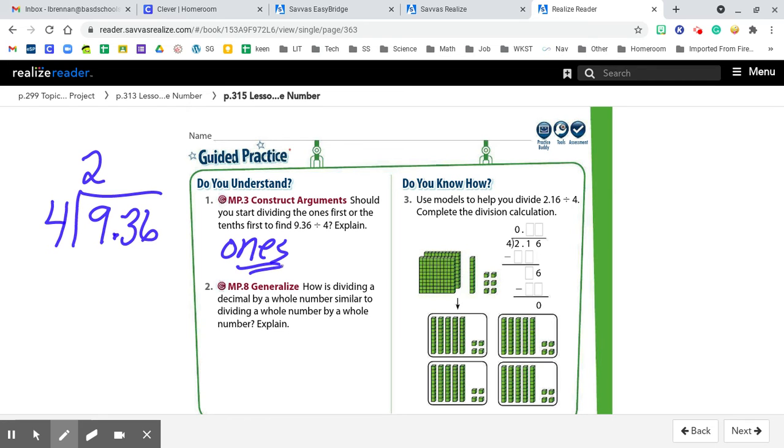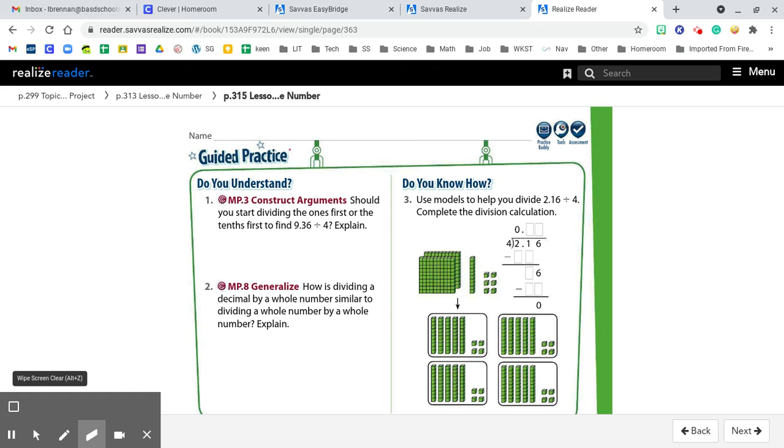How is dividing a decimal by a whole number similar to dividing a whole number by a whole number? Basically, everything's the same, and the steps are exactly the same, but you need to make sure that you put the decimal point in the right place. So it's exactly the same. When you're looking over here at the problem, it looks pretty familiar to you. The only difference is it's got these little decimals in there.